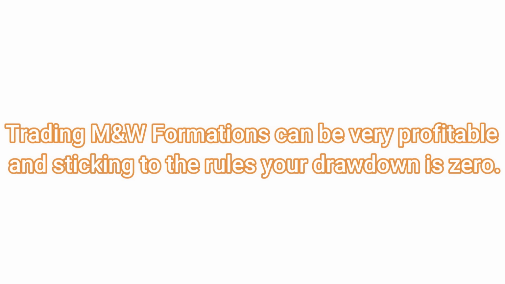So basically, trading M and W formations can be very profitable, and if you stick to the rules that we shared with you in this video, your drawdown can actually be as good as zero. What we mean by zero drawdown is that the minute you enter your trade, the only red that you see there will be just the spread, right? You'll be very quick to go back into profits because we're entering at the right position when the buyers or the sellers are ready to go in the direction that you are anticipating, right?